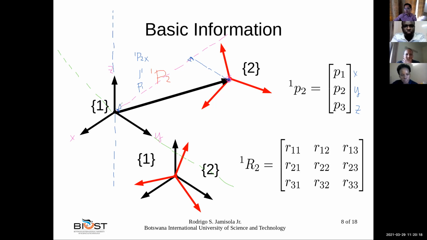I think that's easy. We know that from resolving vector components. That is this point with respect to the x-axis of frame 1. What about the y-axis of frame 1? The y-axis of frame 1 is this. So the component of this point P with respect to the y-axis is this. So this is p2, which is equal to the y component of 1p2.